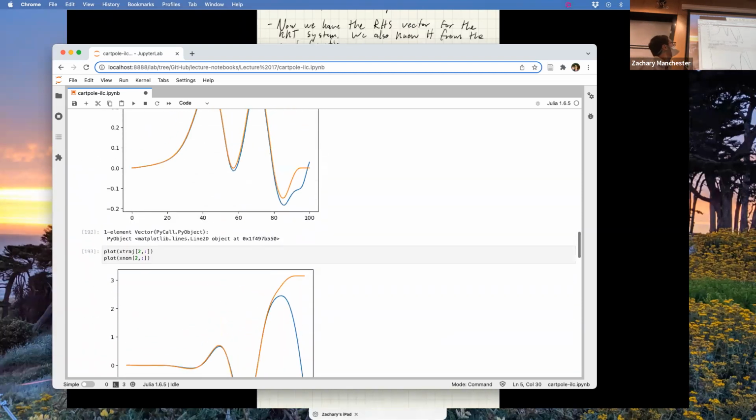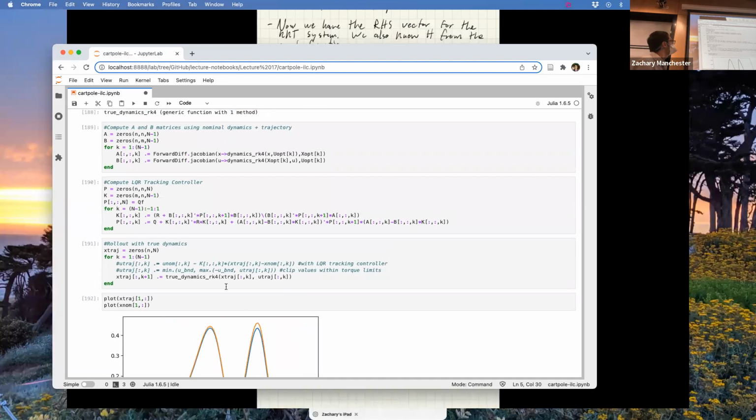So let's do some more stuff. What I can do here is add an LQR tracking controller to try to track it better. Let's try that. So just LQR.